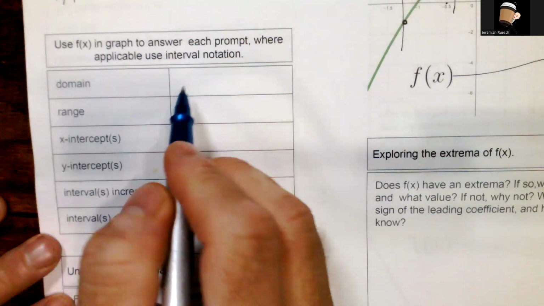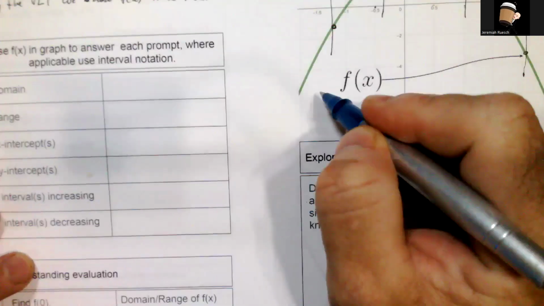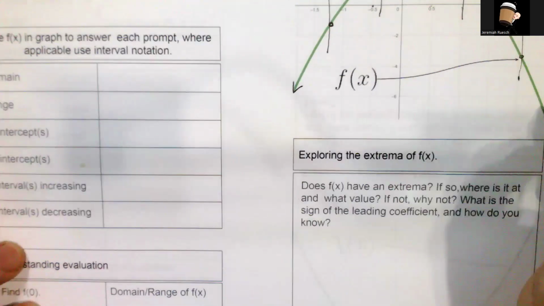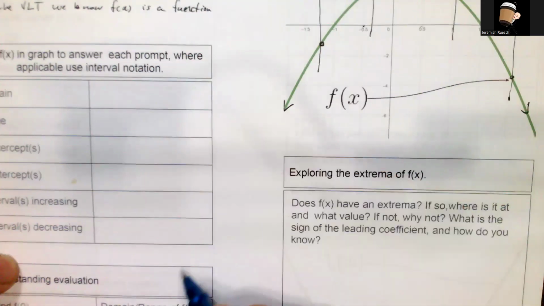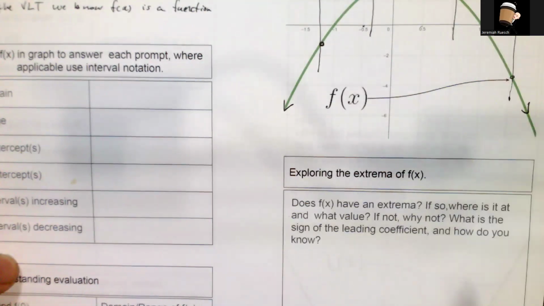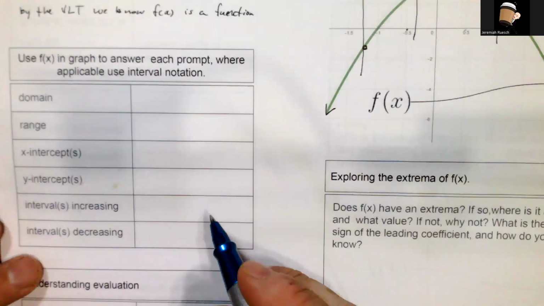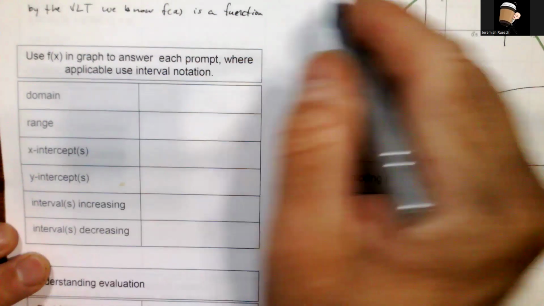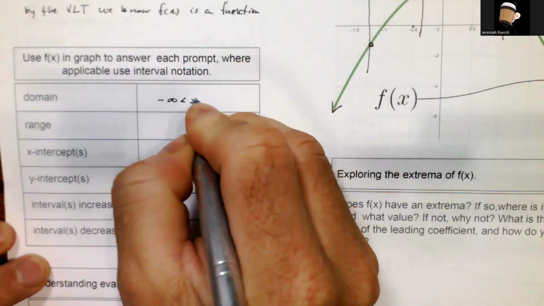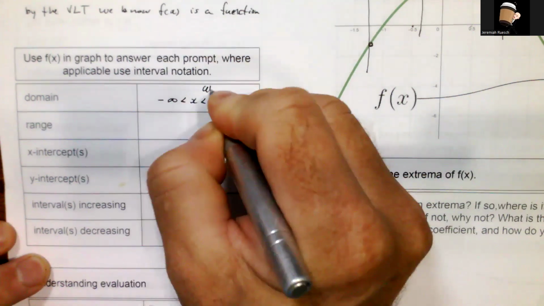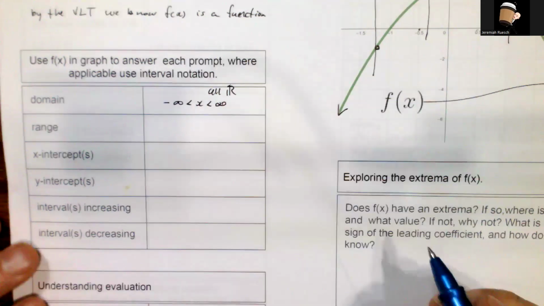Okay, so the domain. It doesn't explicitly state it, but you can imagine that the graph being cut off is just going to continue in both the positive and negative x directions for infinity, and every value along that domain is completely defined. So the domain is negative infinity less than x less than positive infinity, or another way of saying that is all real numbers.